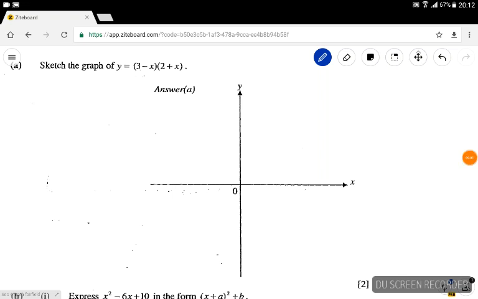They ask you to sketch the graph. Now all you have to do is let y equal to 0. So 0 equals 3 minus x and 2 plus x.